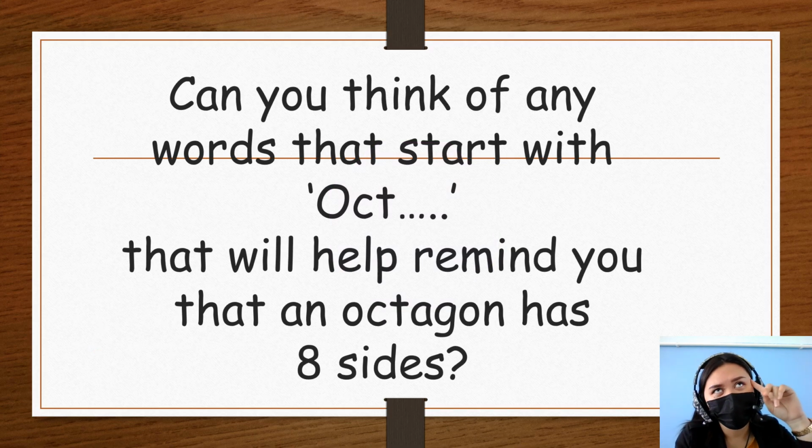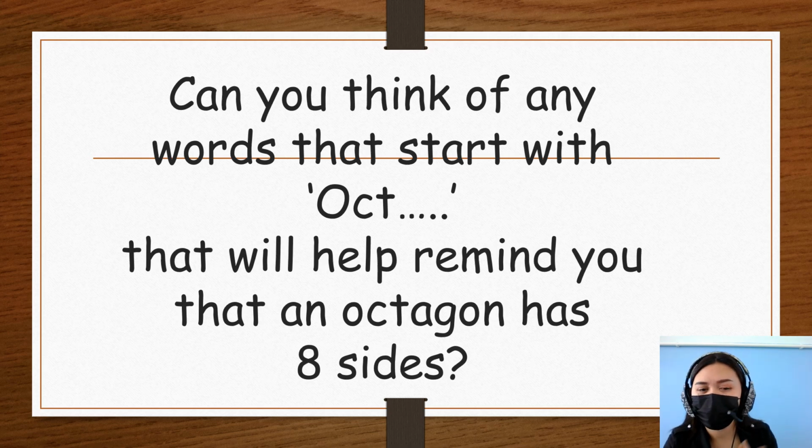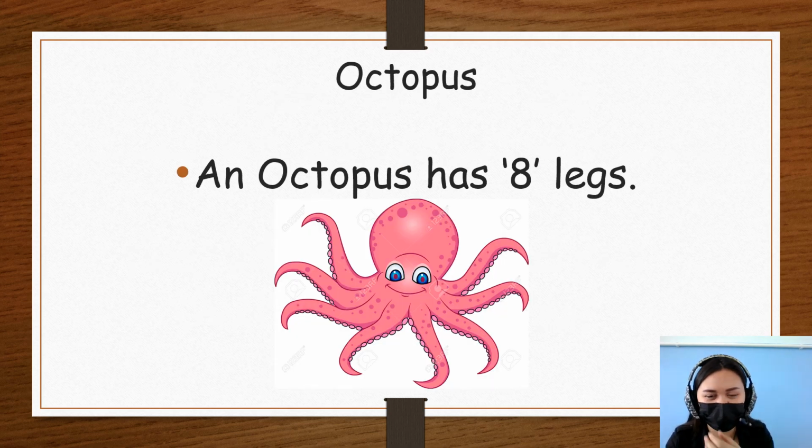Can you think of any words that start with oc that will help remind you that an octagon has 8 sides? Let's think. A word that starts with oc. Octopus. Right? An octopus has 8 tentacles or 8 legs. Oh, there you go. Octopus. Okay, so an octopus has 8 legs. 1, 2, 3, 4, 5, 6, 7, 8. Okay, an octopus.